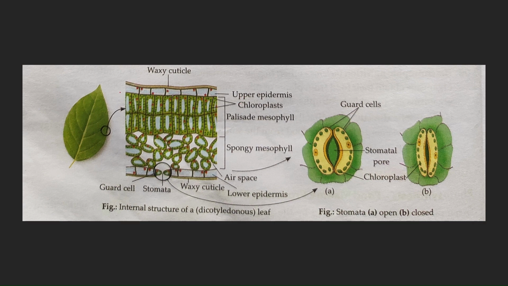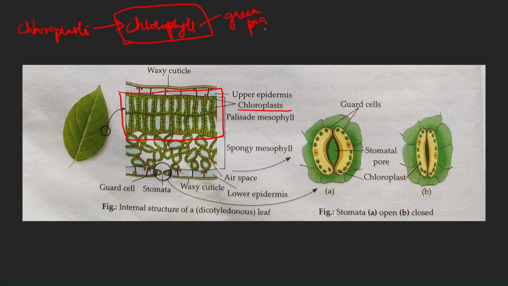And the green structures they explain are called chloroplasts. Chloroplasts contain chlorophyll. Chlorophyll is a green pigment which traps the sunlight, and which helps in the synthesis of food from carbon dioxide and water. So this chloroplast contains chlorophyll.